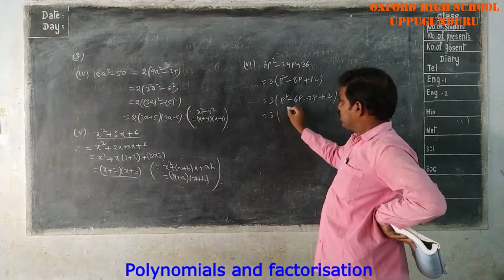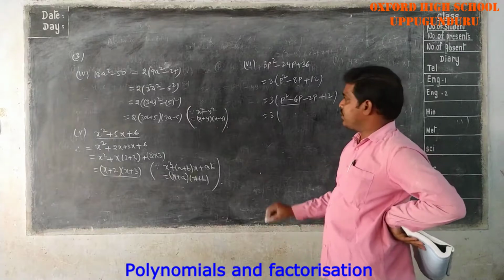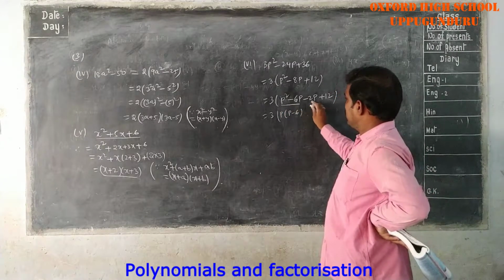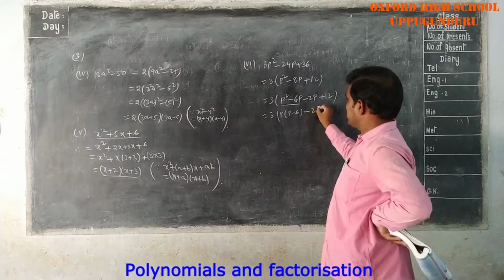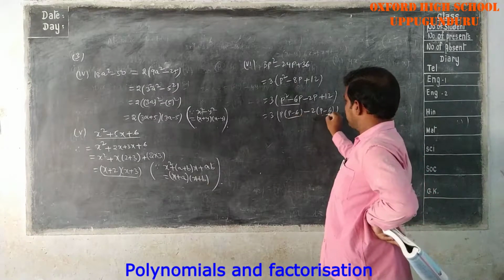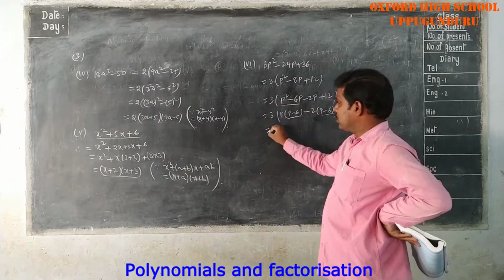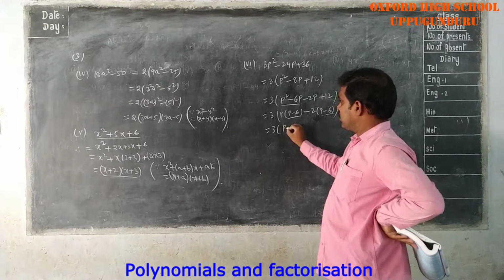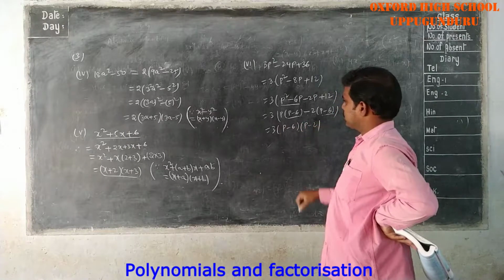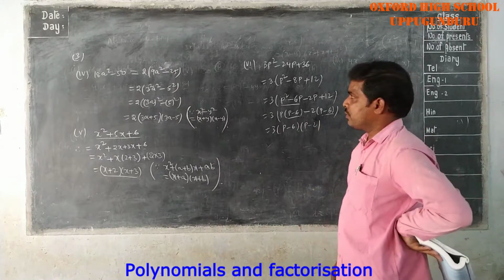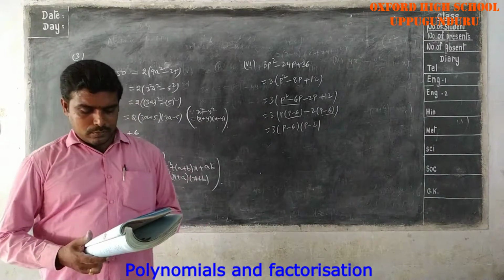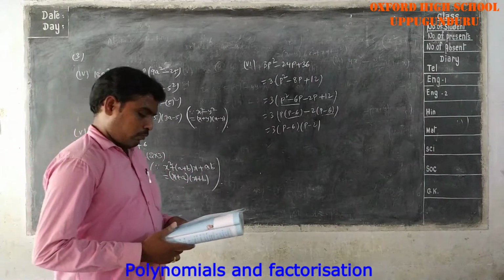So 3 of, in these two which is common? P is common. P of p minus 6. Here minus 2 is common. Minus 2 of p minus 6. Now in these two, p minus 6, p minus 6 are common. 3 of p minus 6 of p minus 2. So in this way you can factorize this one. So up to this, third round is completed. Now fourth round.